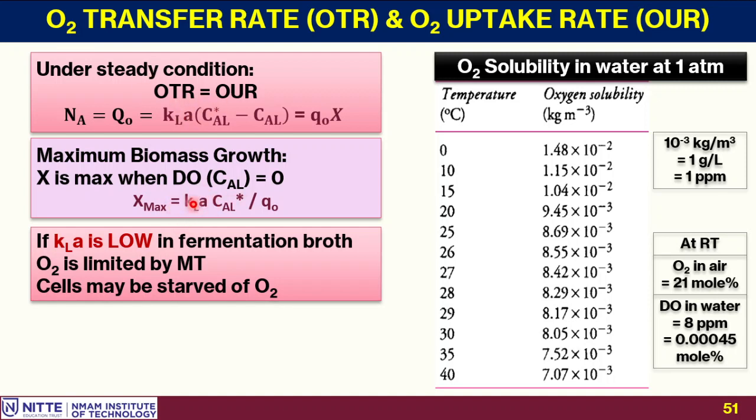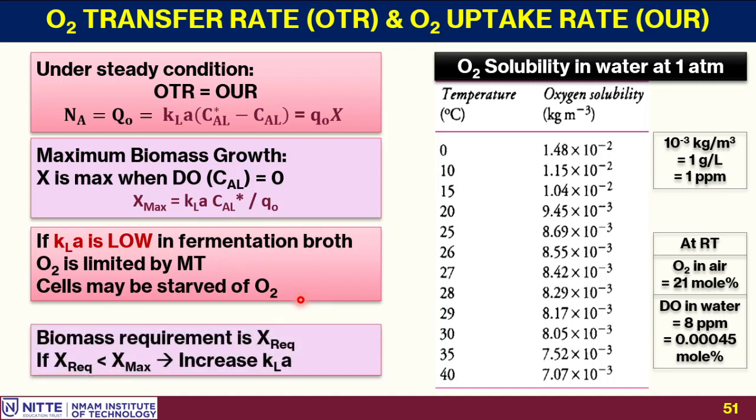What will happen? If KLA is very low in the fermentation broth, oxygen is limited by mass transfer. The amount of oxygen that is present will be limited by the mass transfer because of KLA. KLA is the resistance offered to the mass transfer there. So cells may be starved of O2. Oxygen may not be sufficiently available. So you have to increase the KLA value.